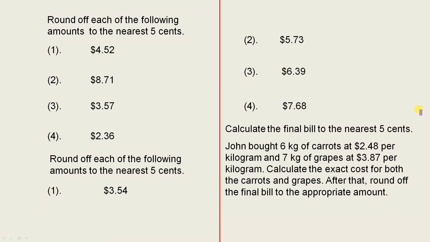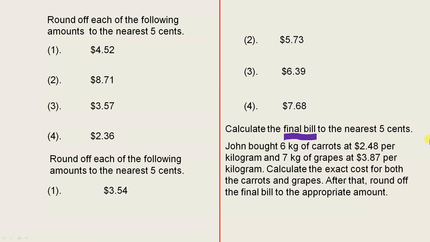And then we have a nice little problem here. This simulates what we might experience at the shops when we go and buy stuff. So it says here, calculate the final bill to the nearest 5 cents. So this is the actual final bill. That is the amount you actually have to pay at the checkout.